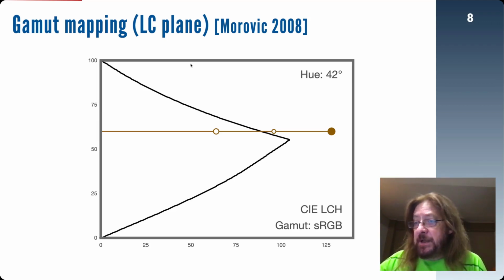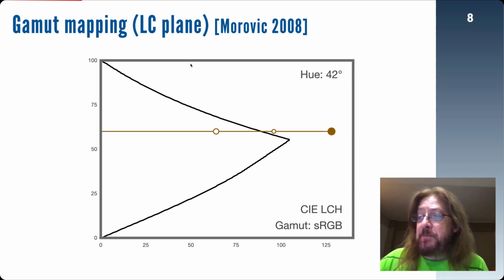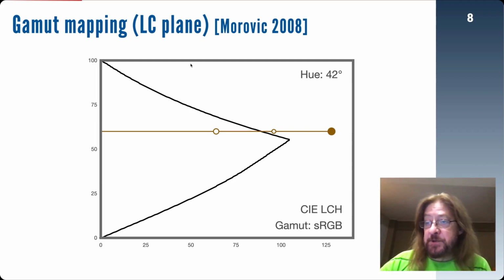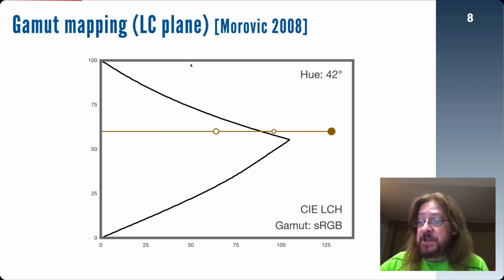Now, early algorithms concentrated on minimizing the color difference between the original and the mapped color, so-called minimum deltaE or min-D. But as I already said, some changes are more noticeable than others. So we want to reduce chroma while keeping hue constant, and ideally not changing lightness.